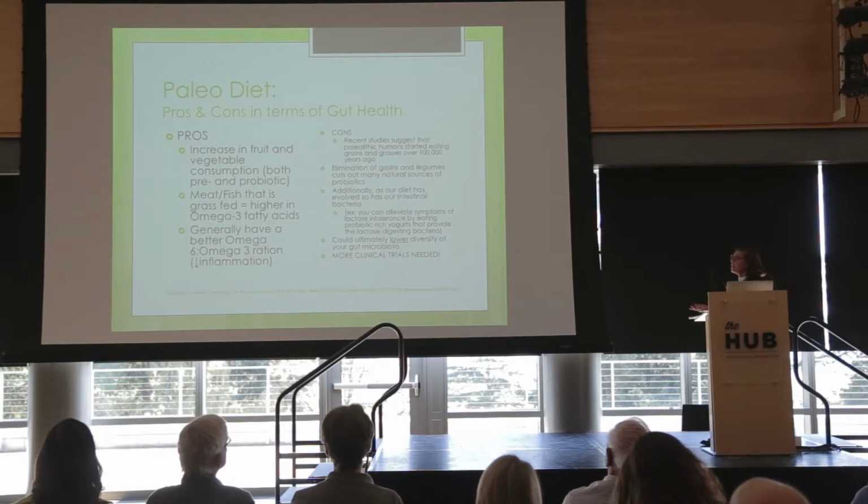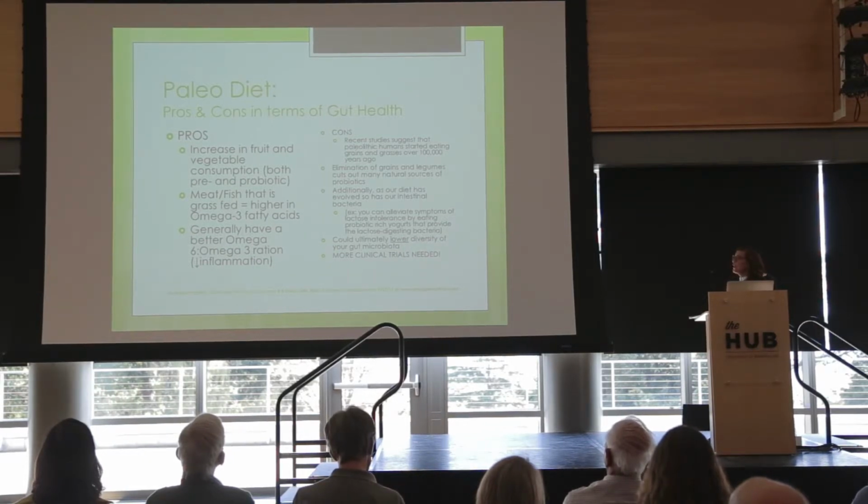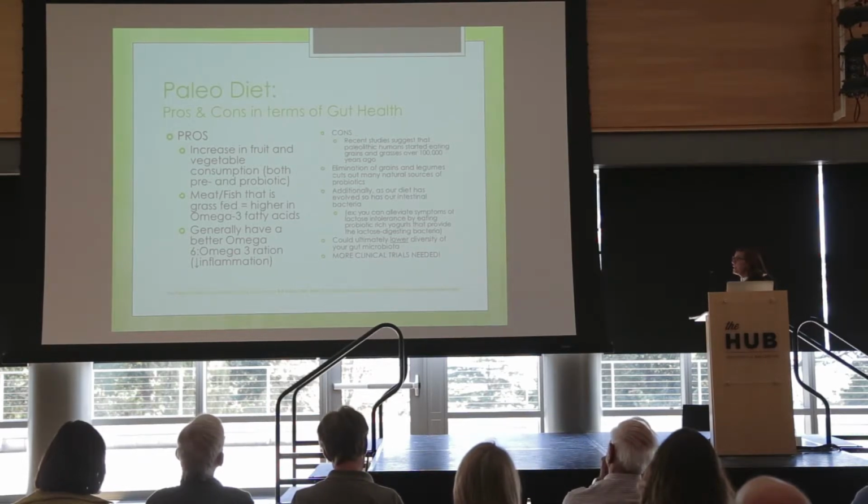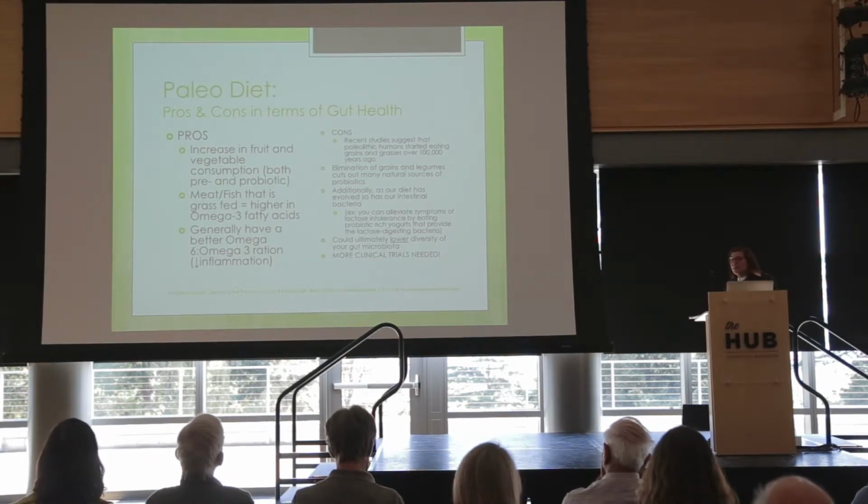Some of the cons of this type of eating is even just the premise that these foods, grains, grasses, that type of thing, weren't available over 100,000 years ago. There's really no evidence that that's true. Also, elimination of grains and legumes cuts out a lot of natural sources of probiotics. And you could ultimately lower the diversity of your microbiota by eliminating these types of foods from your diet.